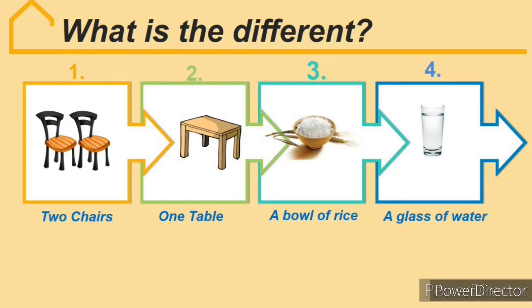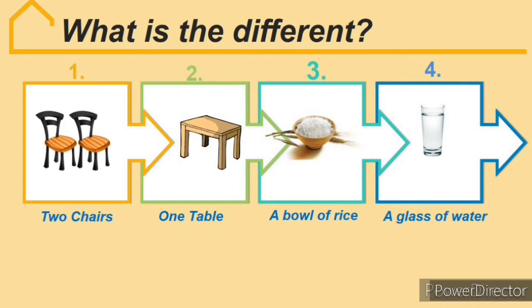What do you see from the first picture? That's great. From the first picture, we can see 2 chairs. And what about the next one? Exactly, we can see 1 table. And what about the next? That's great, we can see a bowl of rice. And what about the last one? That's really good, we can see a glass of water. So based on the picture you have seen before, do you know about the difference?